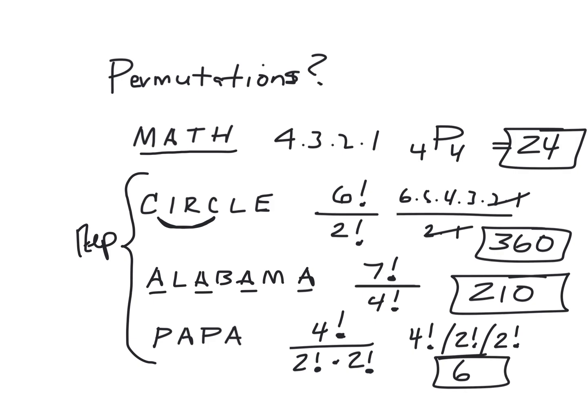Those 6 would be Papa. I could have this. I could have this. I could have it this way. And then I could start with the 2 A's and with the 2 P's. I could start with the 2 P's and with the 2 A's. Those would be the 6 different arrangements of the letters in the word Papa.